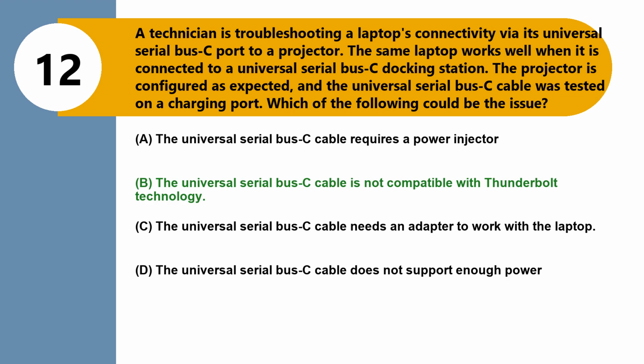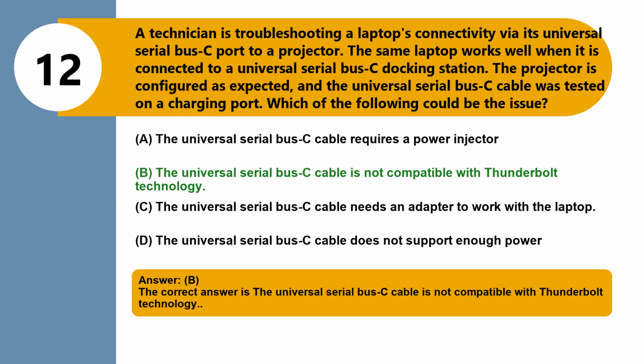The correct answer is option B. The universal serial bus C cable is not compatible with Thunderbolt technology.